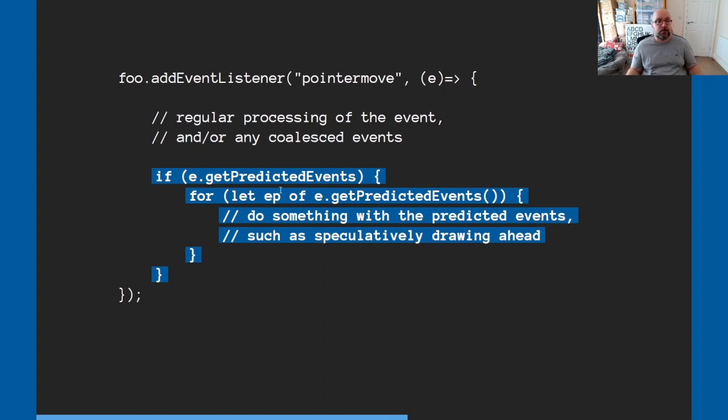And with a bit of pseudocode again, no big surprises. The way you would process these is you listen to a normal event such as pointer move, and then within the handling of that event, you can check if getPredictedEvents is actually supported, and if so, you iterate over the list of predicted events and do something clever at that point with the predicted events, such as drawing ahead speculatively and then keeping a note of that and then checking later on when an actual further pointer move comes in, removing the previous predicted lines and just drawing the actual line.